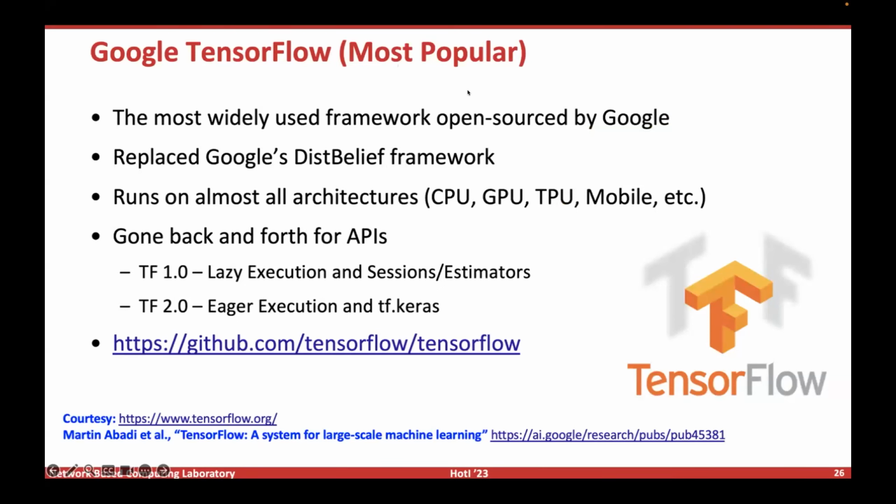Although it says on the slide here that this is the most popular framework, I'd say it is one of the popular ones. It is open sourced by Google. The historic version of Google TensorFlow was the DistBelief framework. It supports execution on all parallel architectures, including many-core CPUs, GPUs, TPUs, and even mobile devices. As for the API, initially they had TensorFlow 1.0, which enabled lazy execution and had the concepts of sessions and estimators. But TensorFlow 2.0 enables eager execution, an approach that was introduced by PyTorch as well. And this is the GitHub URL for TensorFlow, which remains one of the popular frameworks today.